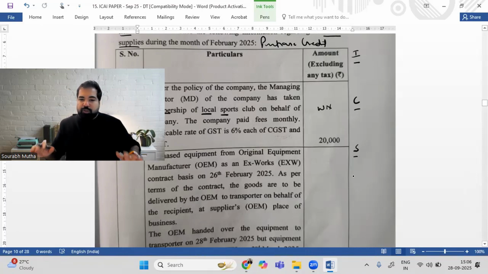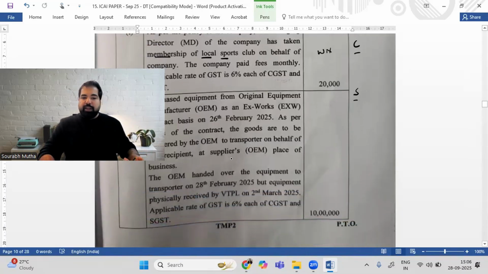I just think some things that you should know. Blocked is clubhouse membership, when you go to a salon, that is blocked. Life insurance is blocked. Holiday, all that is blocked under 17(5). Next.